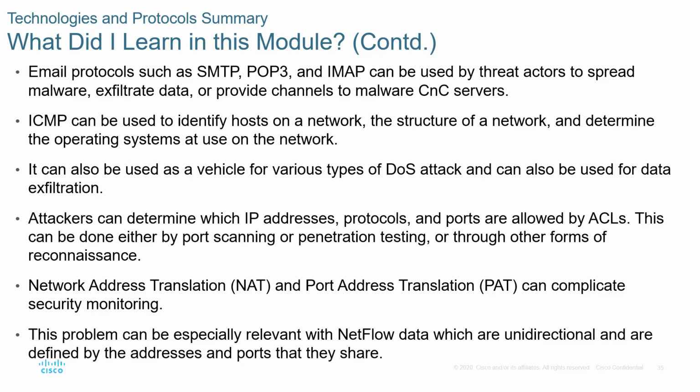Attackers can determine IP addresses, protocols, and ports used by an ACL. This is done by port scanning, penetration testing, or other forms of reconnaissance. A lot of times, if it's a firewall, they're using what's called firewalking. Network address translation, or NAT, or PAT, port address translation, can end up complicating security monitoring as well, and it's all too common in most networks today. The problem is especially relevant to NetFlow data, which is unidirectional and therefore defined by addresses and ports that they all commonly share on the outside.